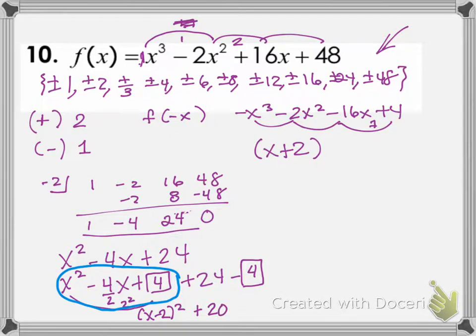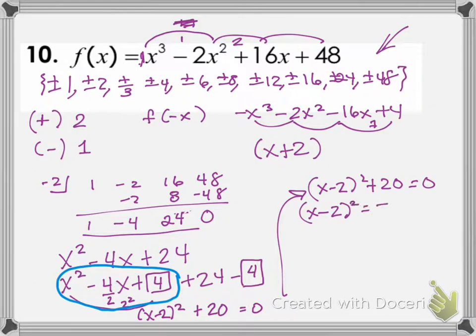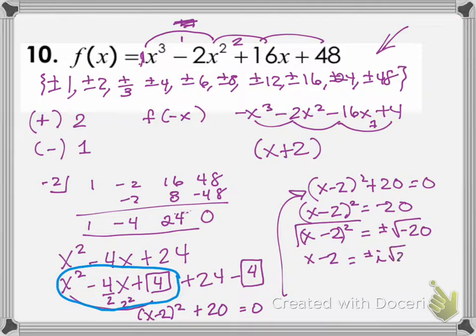All right, and now I set that equal to 0. So you get x minus 2 quantity squared plus 20 equals 0. So x minus 2 squared equals negative 20, and here's where my complex numbers come in, because I'm getting a negative here. I take the square root of both sides, which is equal to plus or minus the square root of negative 20. So x minus 2 equals plus or minus i square root of 20.